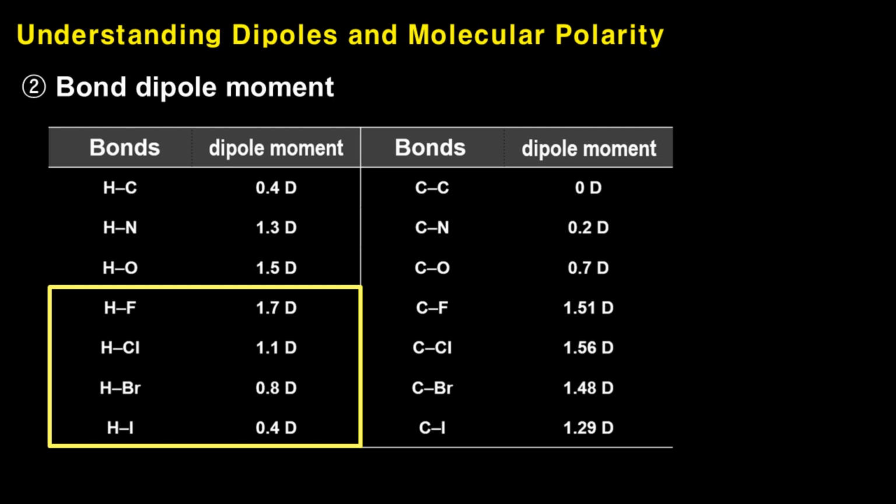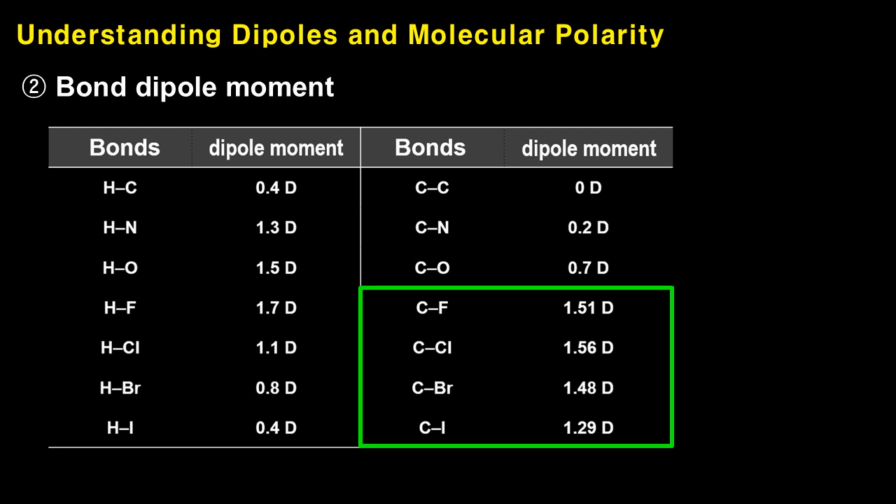Sure, the bond length also increases from H-F to HI, and that could increase the dipole moment. But in this case, the decreasing electronegativity has a bigger impact. So overall, the dipole moment steadily drops as we go from H-F to HI.